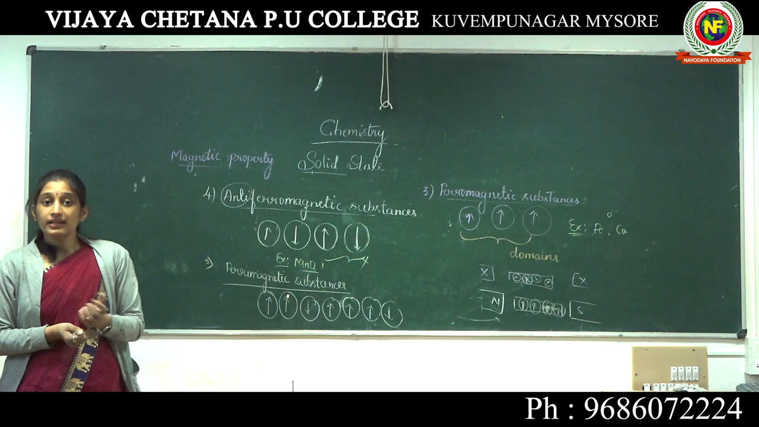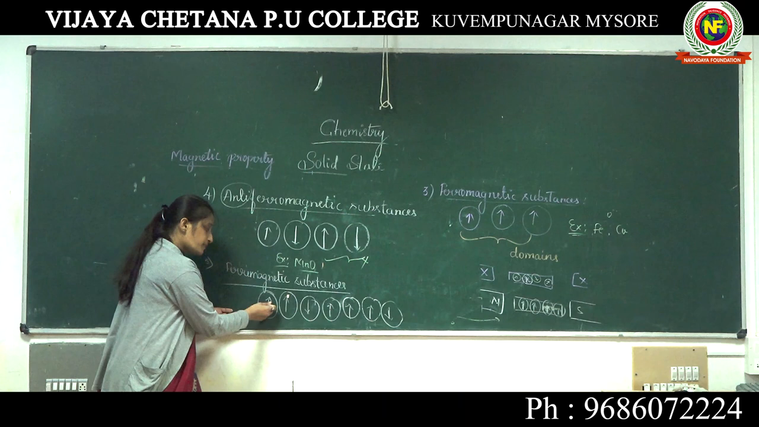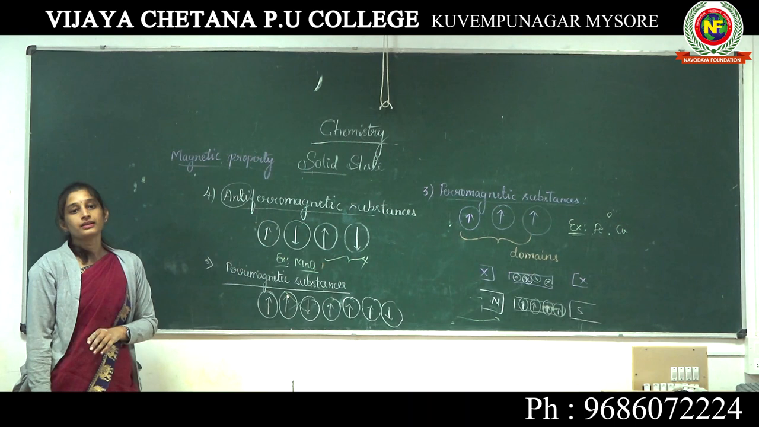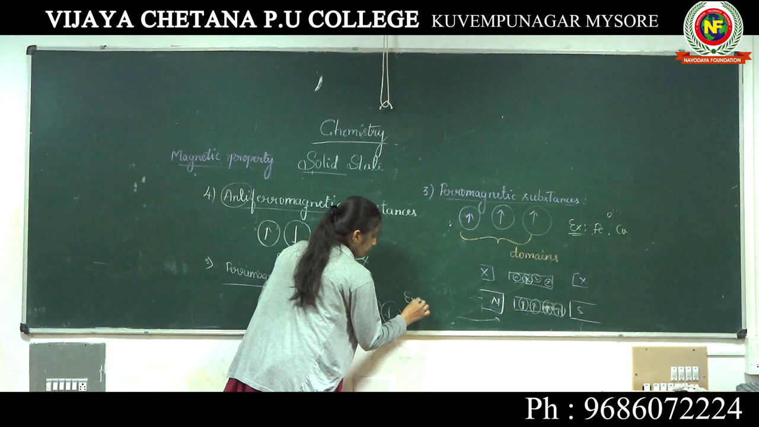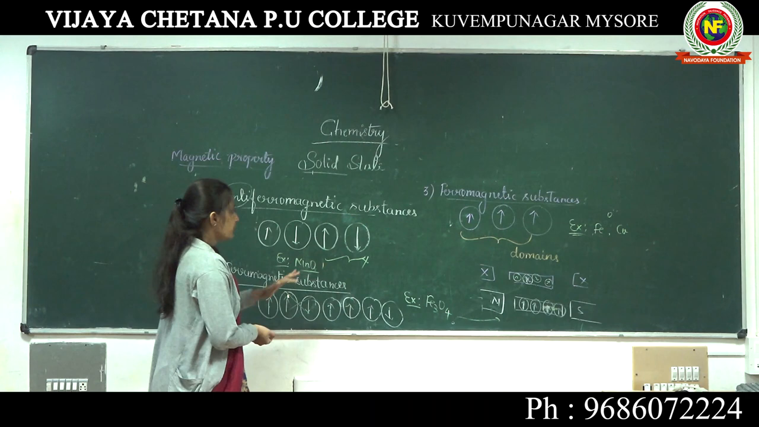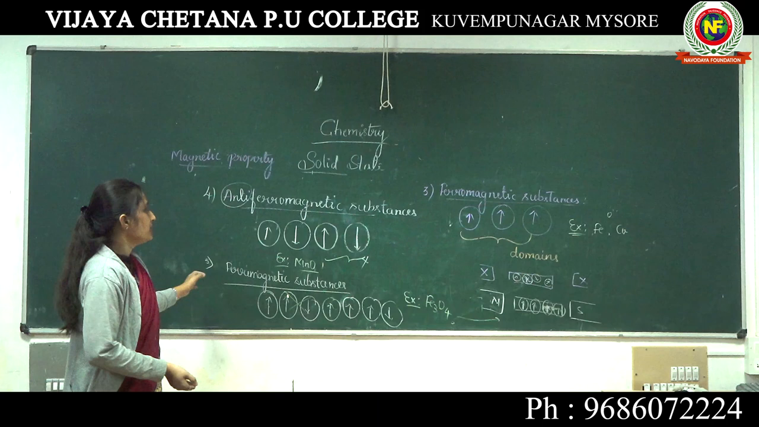Here what happened? Will the magnetic property cancel off? No. Here, one upside will cancel by this. But what about this? This will show the magnetic property. Such type of substances we call ferrimagnetic substances. Example, Fe3O4, ferric ferrous. Very simple. And these five are the major important ones. In examination, they will ask any one.